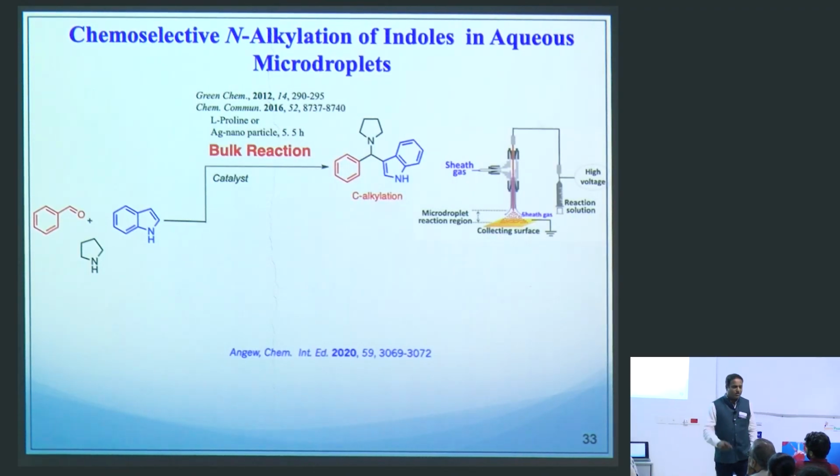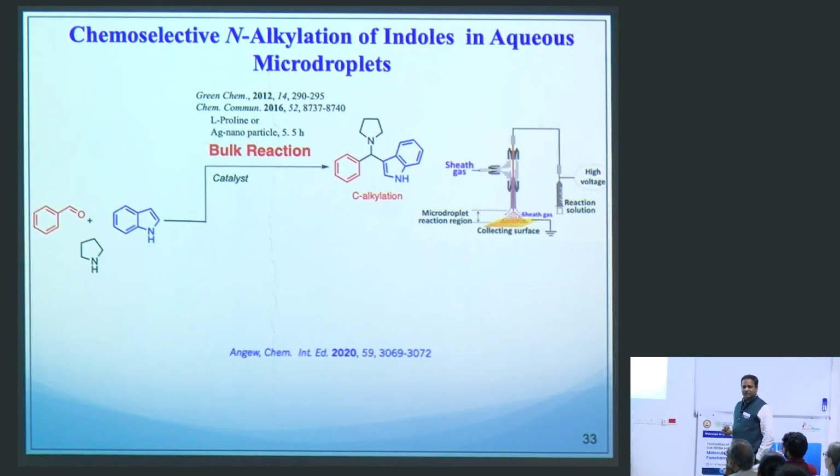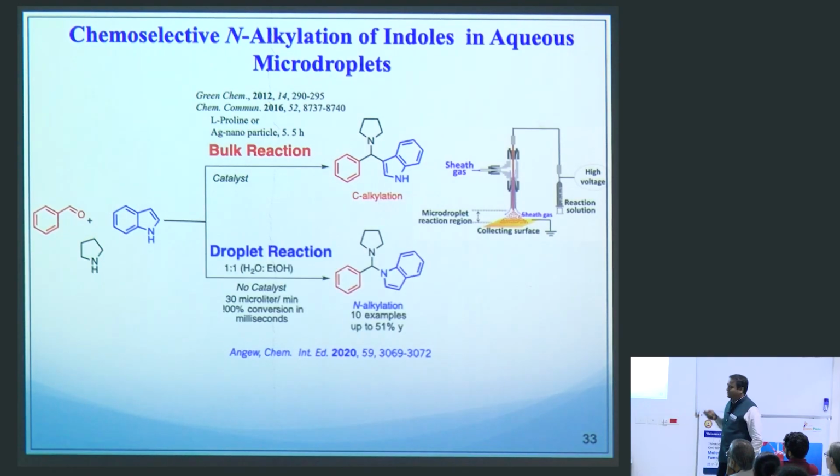Here I am showing another example where microdroplet suits regioselectivity. When we do the bulk reaction by taking these three substrates, aldehyde, amine, and indole, first the aldehyde and amine form an iminium ion. When that highly active iminium ion forms, the C3 position of indole is nucleophilic enough, so the nucleophile will attack. This is a C-alkylation product. By tuning the microdroplet condition, we observed the N-alkylation product.